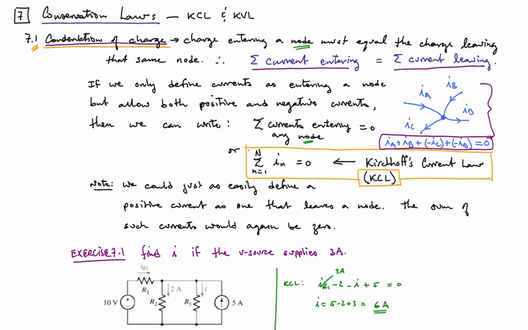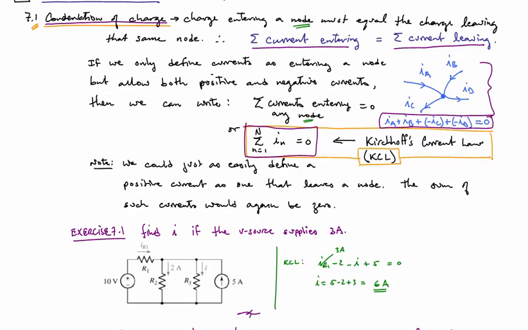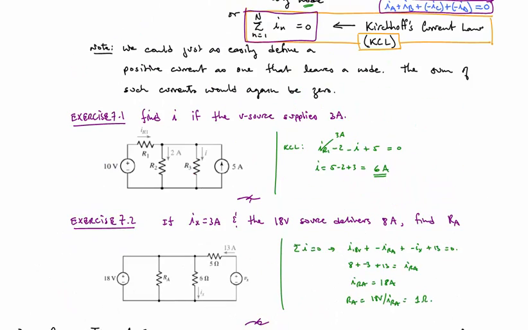We can write that in short form by using a summation: the sum of I_n over n equal 1 to capital N, where capital N is the number of branches connecting to a particular node. That summation must equal 0. Okay, so let's look at an example or two here.